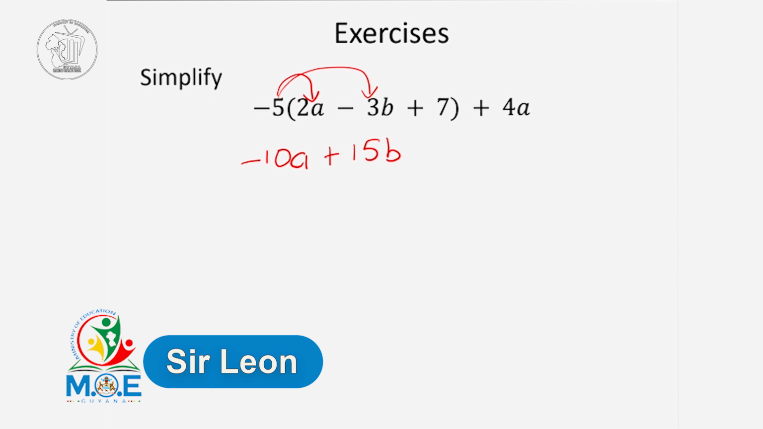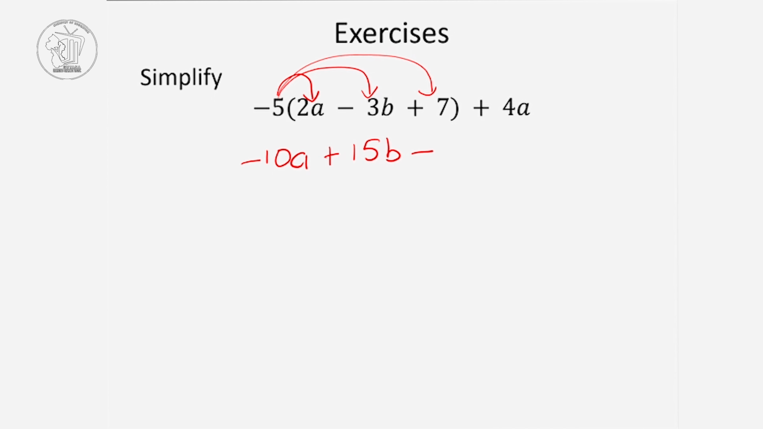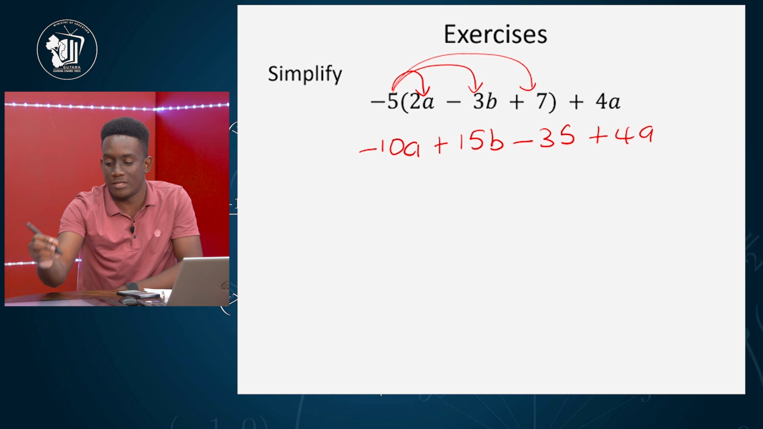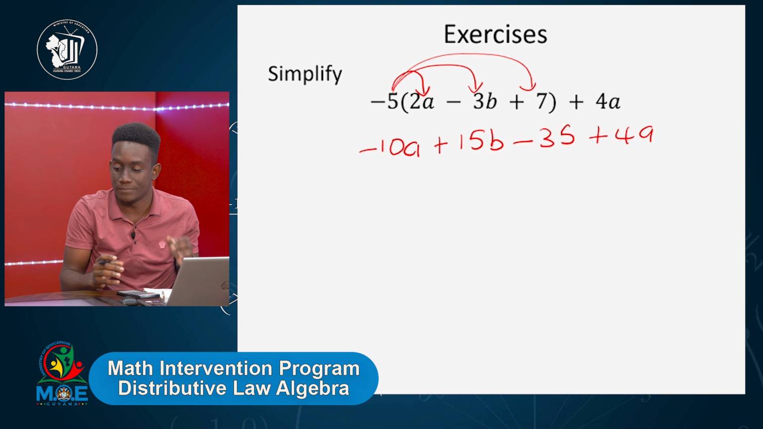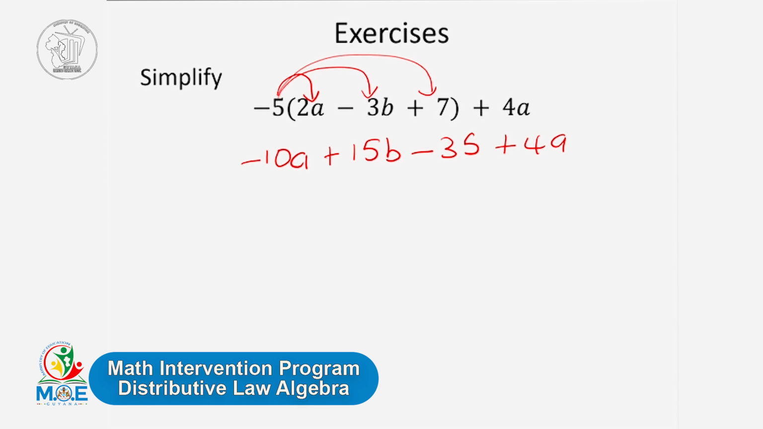Then we have negative 5 multiplied by positive 7. So a negative times a positive would give me a negative. 5 times 7 would be 35. And now we put back the plus 4a. We cannot distribute the negative 5 to the 4a because the plus 4a is not in the bracket. So now we do the best thing, which is to simplify. So we put all the like terms together. So we have the negative 10a and the 4a.